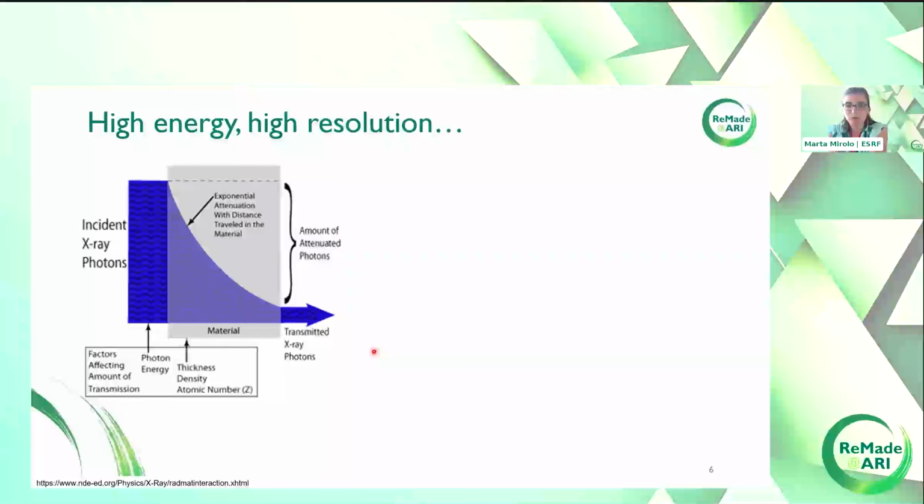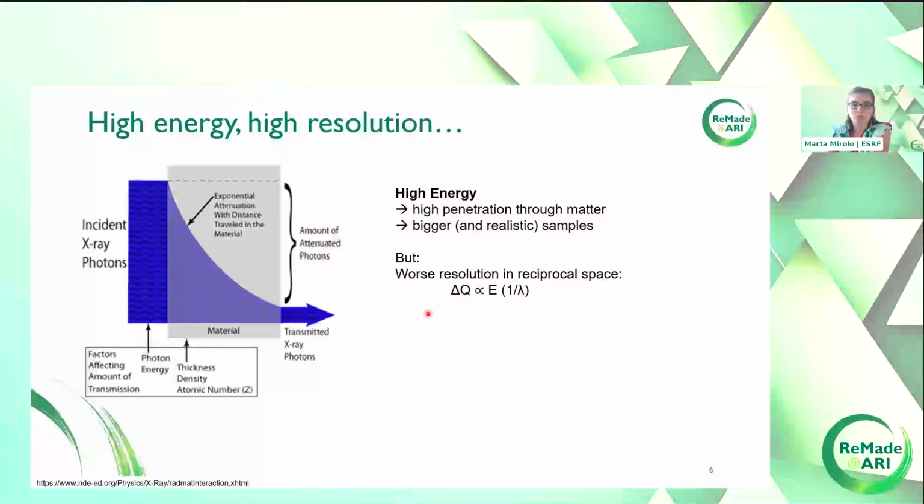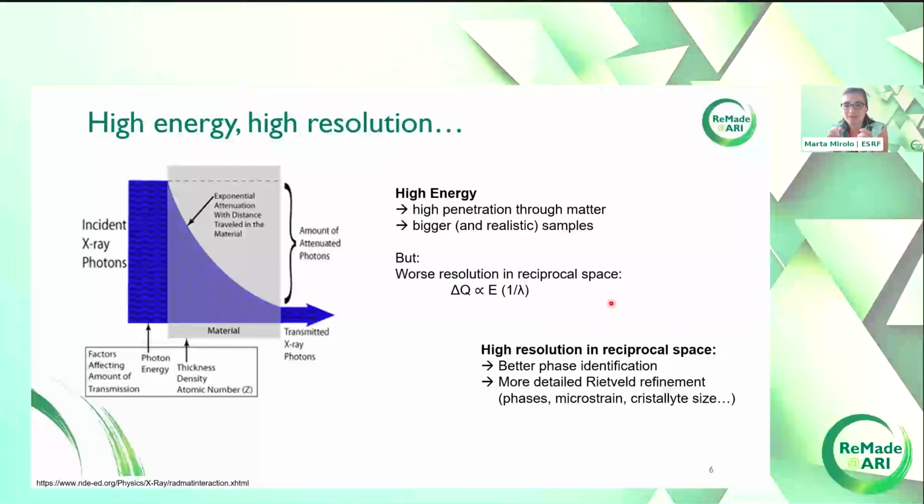That's the problem of a laboratory X-ray diffractometer. We might not be able to measure real objects because the transmission of the beam is not enough to collect the signal. So we can measure big and realistic samples. The drawback is that we lose a bit in resolution in reciprocal space. The resolution is proportional to the energy, so if you want to have a lower resolution, you need to have lower energy. And that's why it's a compromise.